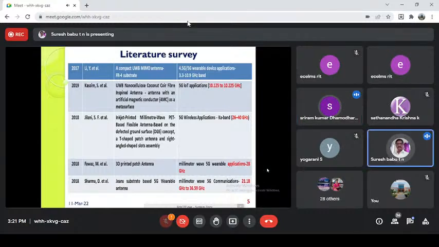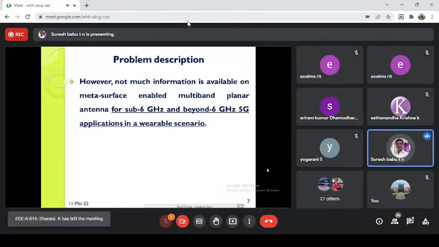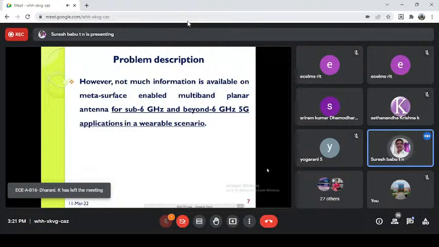So, these five authors proposed only above 6 gigahertz applications. So my problem description is that not much information is available on meta-surface enabled multi-band planar antennas for sub gigahertz and beyond 6 gigahertz 5G applications in a wearable scenario.